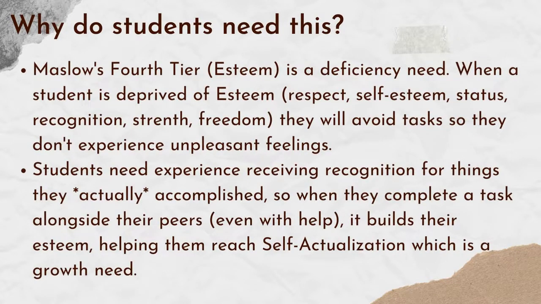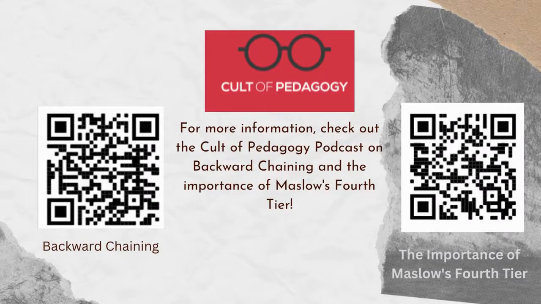It is a common misconception that Maslow's 4th tier is a growth need when it's actually a deficiency need. When a student is deprived of esteem, they will avoid tasks so they don't experience unpleasant feelings. Additionally, false praise is ineffective in boosting esteem. Students need to experience recognition for things they actually accomplished. So when struggling students complete tasks and projects alongside their peers and get recognized for that, it builds their esteem, helping them reach Maslow's 5th tier, which is the only growth need identified by Maslow.